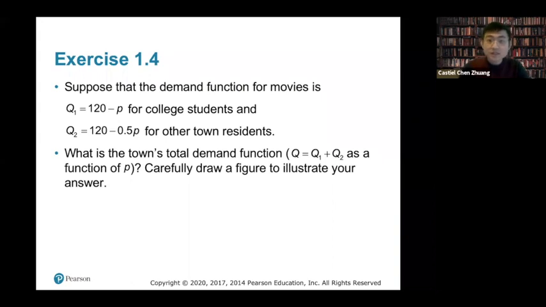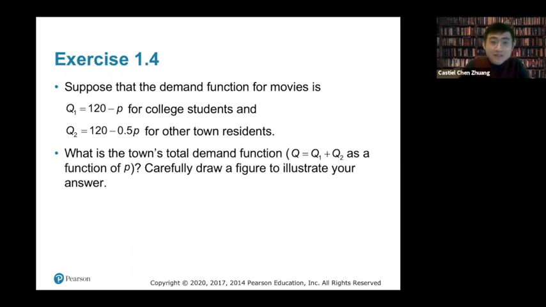The next question is slightly more complicated. Now we're talking about the market demand, or the aggregate demand, and the sub-market demand. Suppose that the demand function for movies is Q1 for college students and Q2 for other town residents. What you might notice is that their x-intercept is the same, which is 120. That's when the price is 0, the quantity demanded when the price is 0. So they will at most consume 120 movie tickets.